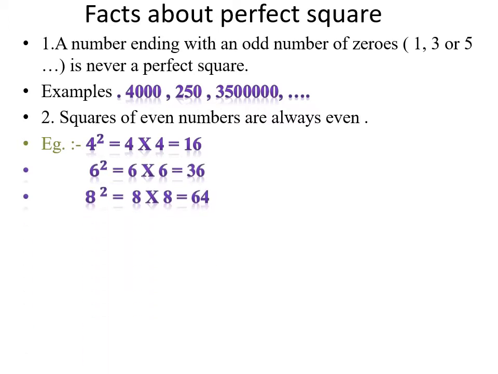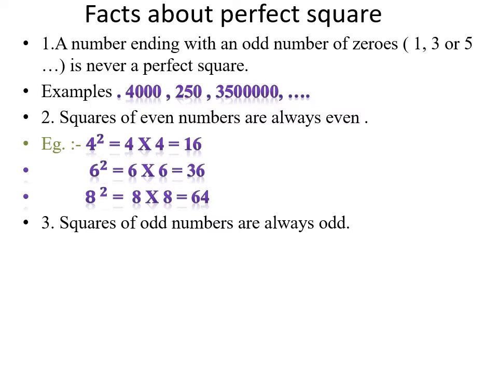Now in the second property, you can see the squares of even natural numbers are always even. That means if you take 4 square, that is 4 into 4, that gives you 16. If you take an even number, the square is also an even number. Second example, 6 square equals 6 into 6, that gives you 36. And the third example is 8 square equals 8 into 8, that gives you 64. So if you take an even number, the answer is again an even number.